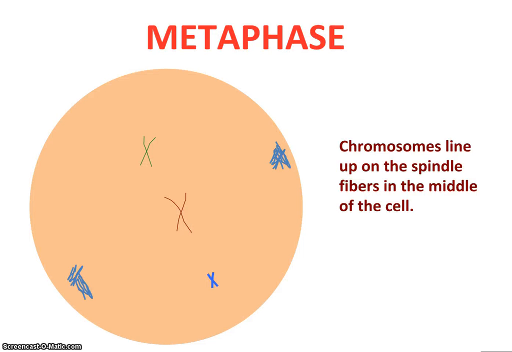Now we have metaphase. Metaphase is when the chromosomes line up on the spindle fibers in the middle of the cell. So these guys right here, these are called spindle fibers. You don't really need to know that, but they kind of line up on the spindle fiber in the middle of the cell. And this is how I remember it, right? The M is for middle, M is for metaphase. So in metaphase, they're in the middle.